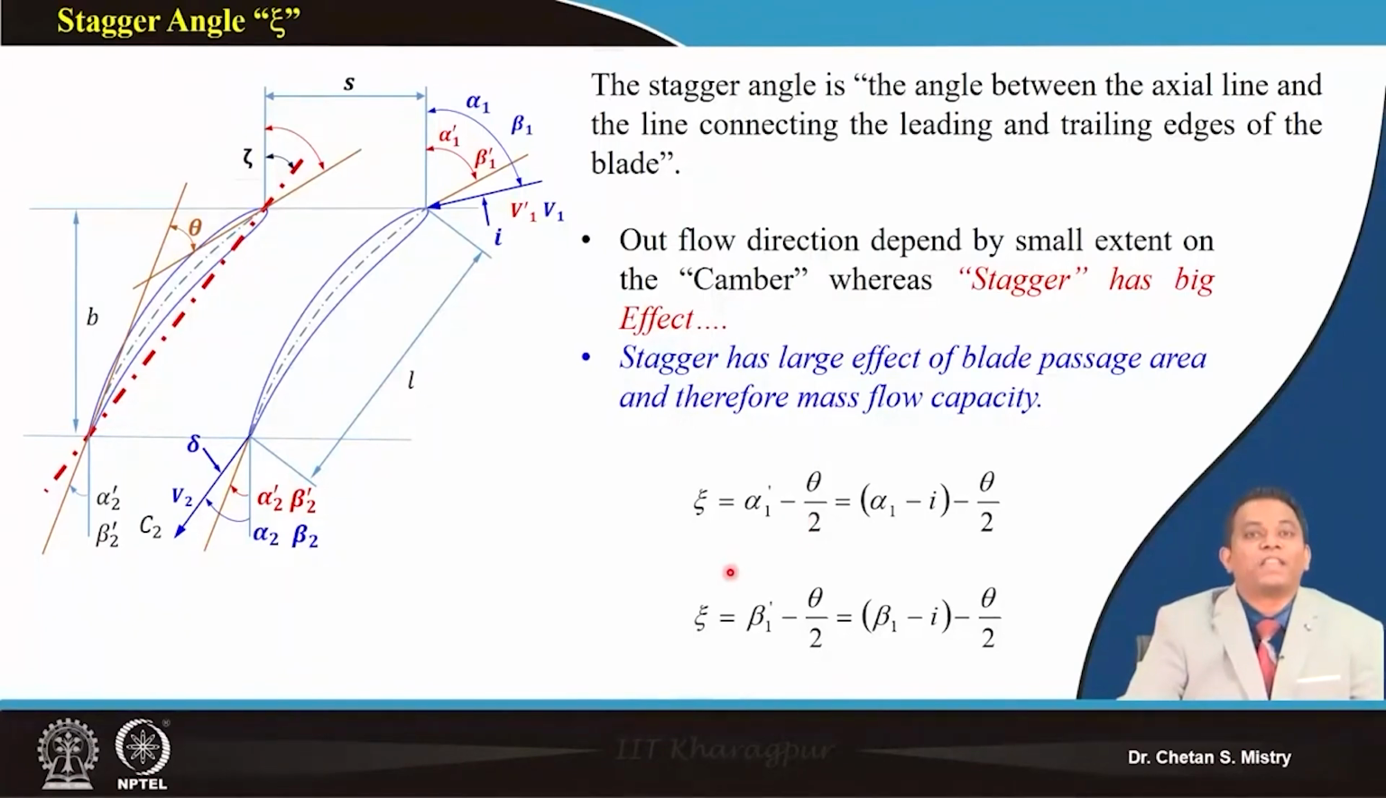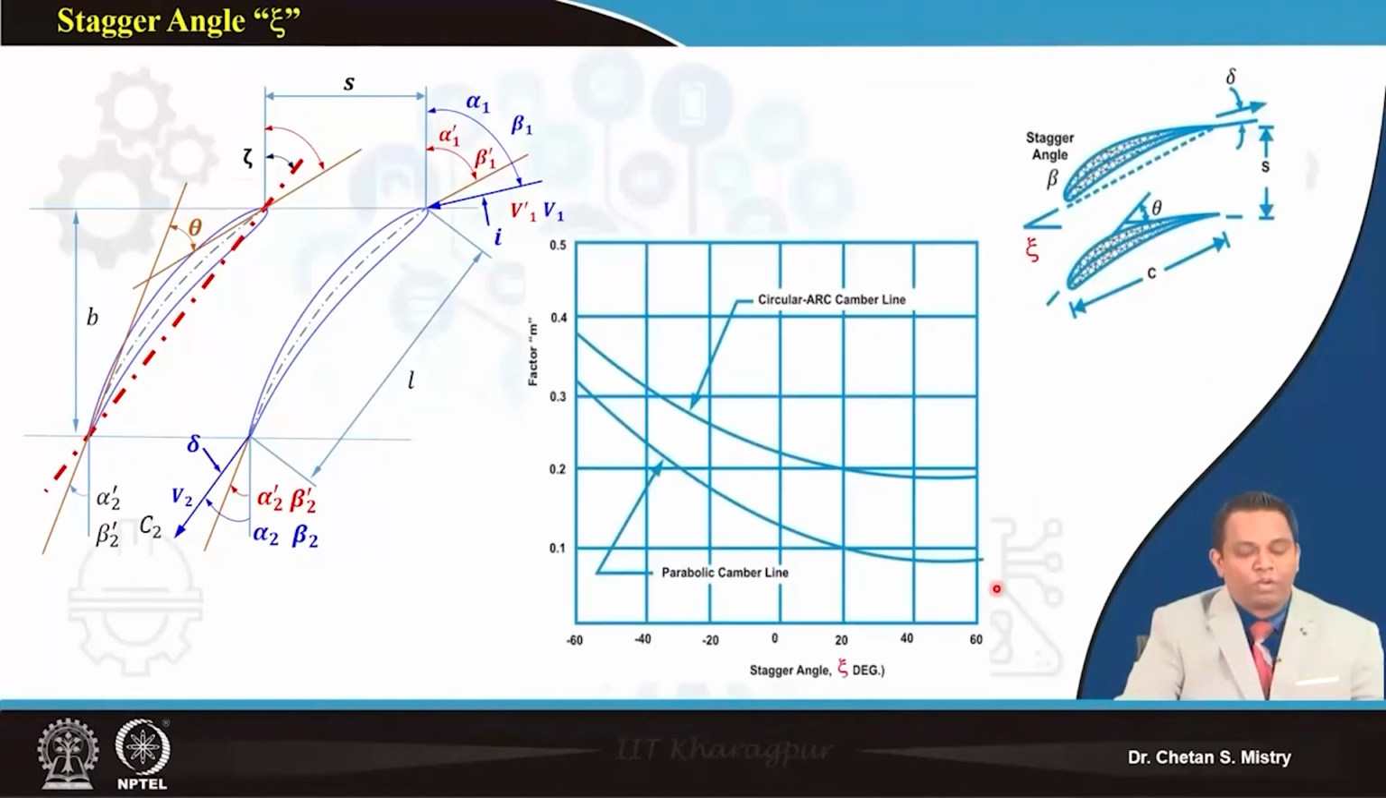Suppose we are considering the blade of a rotor, then this equation will change. In place of alpha 1 we will have beta 1, and in line with that we will have beta 1 minus incidence minus theta by 2. So this is what gives us an idea of how we calculate our stagger angle. So let's try to look at what all it means.